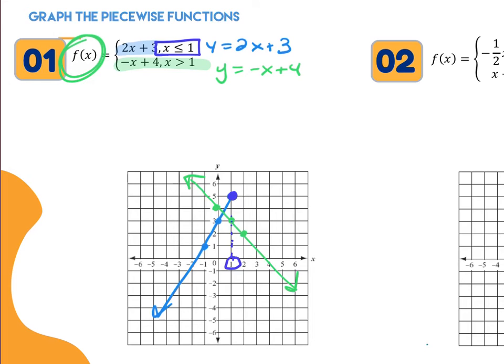So the green says where it is greater than one. I still need to go where x is one, which is here. But greater than means I don't include that dot. So it gets an open dot. I still need that dot, but it needs to be an open dot. And greater than is what, left or right? The right. The right. So I erase everything that's left.